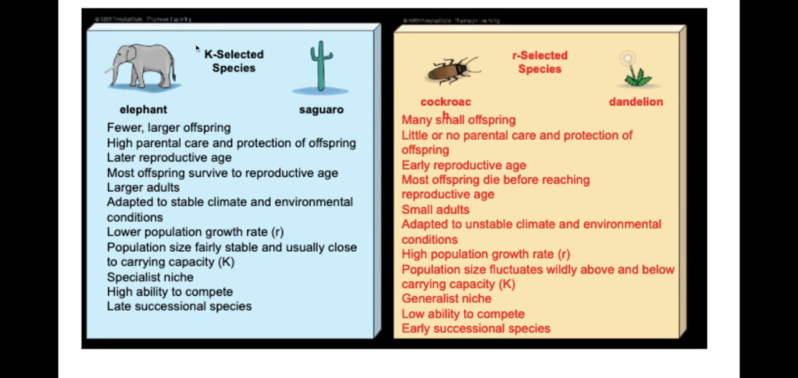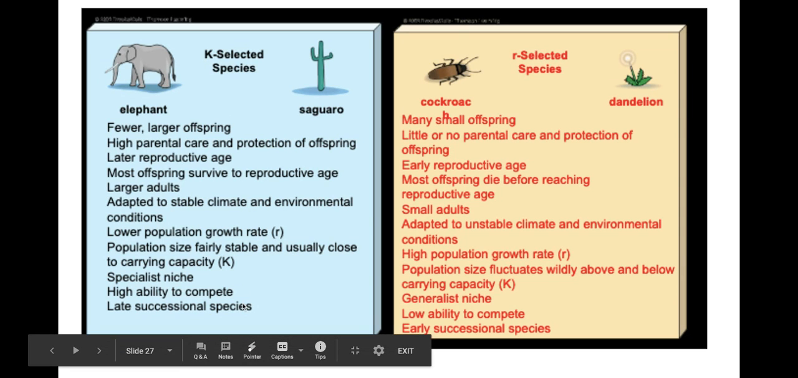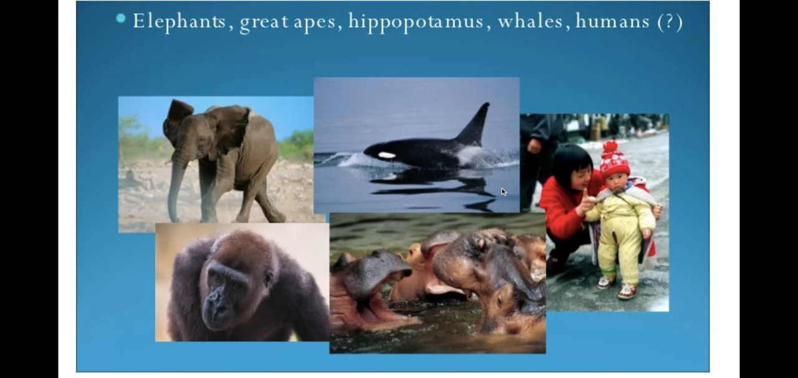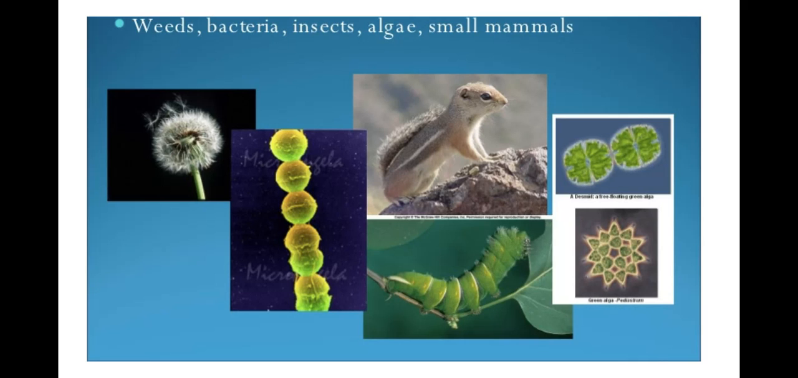Remember, they are highly specialized, or they're usually formed by K-selected species. They're going to be able to compete, like I mentioned, right? They have high parental care and a later reproductive age. So they are not going to have offspring at an early age, opposite to R-selected. So these are some examples of the K-selected species, and these are some examples of the R-selected species, right?